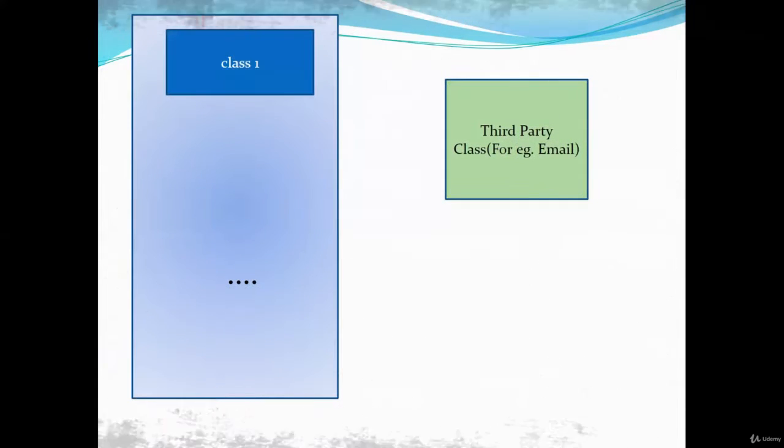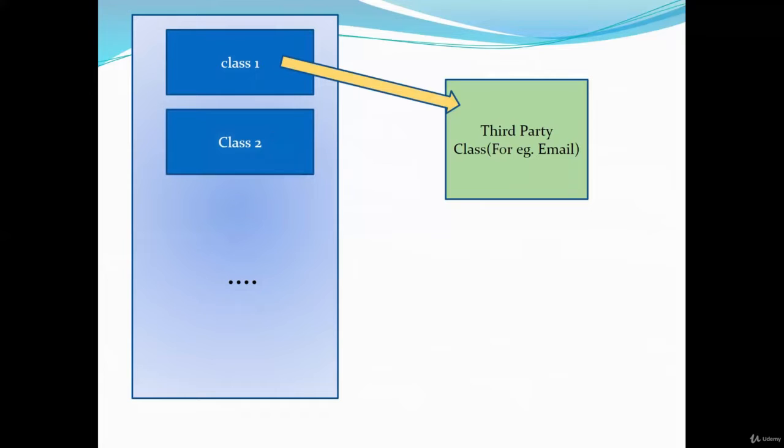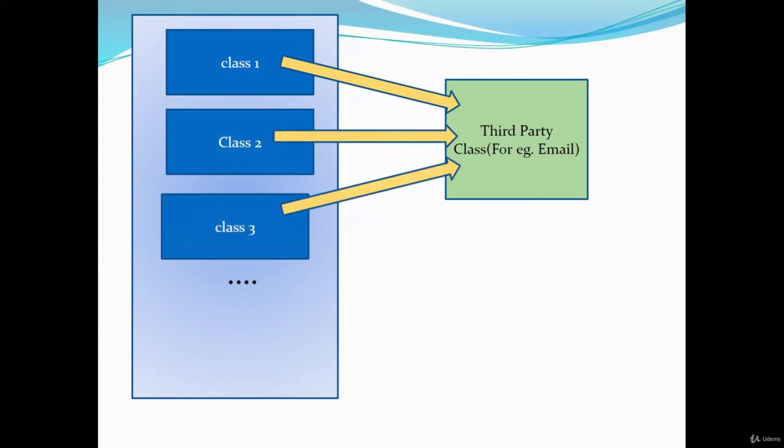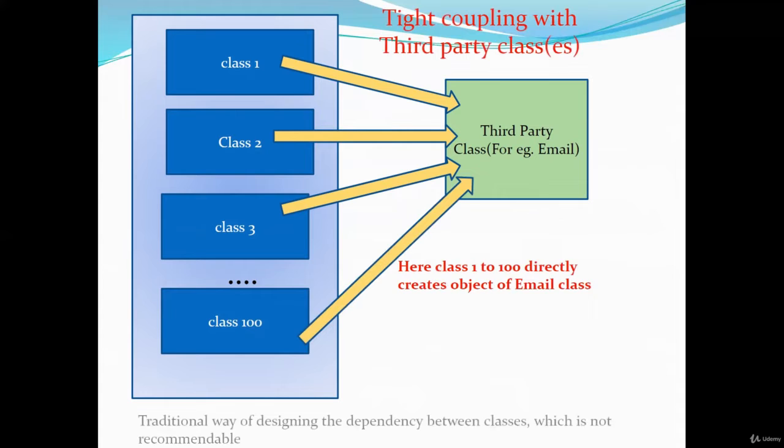So let us try to see this dependency diagrammatically to get more insight. As you see here, we have different classes, Class 1 to Class 100, in our source code, and we are dependent on the third party Email class, where we are directly creating the object of Email and using its functionality. It is not necessarily a third party; it can even be an internal one, which is subject to change more frequently. This is called tight dependency.